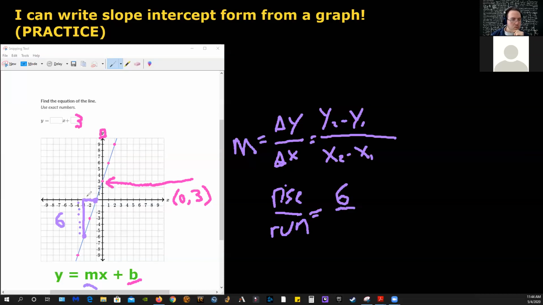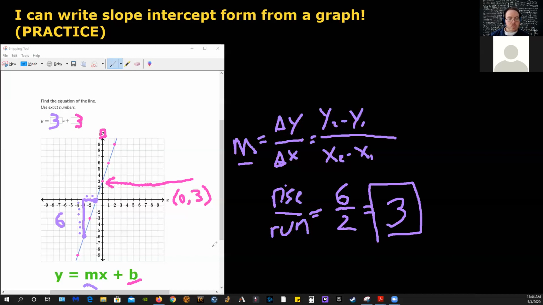And the run, that's 1 square, 2 squares, is 2. So if it goes up 6 and over 2, that's just a fraction. 6 divided by 2 is equal to 3. So my slope is 3. They both turn out to be 3. So it goes up 3 over 1, up 3 over 1, up 3 over 1, and so on.